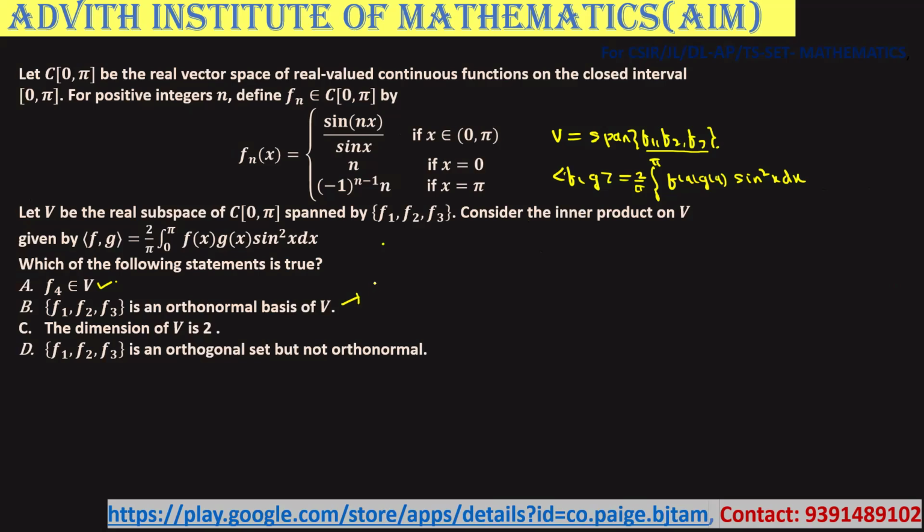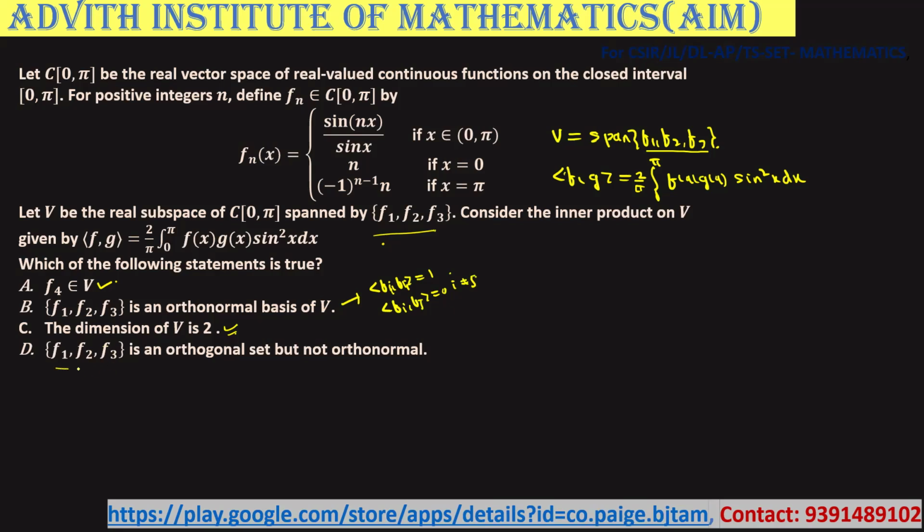Orthonormal basis means the inner product of fi comma fi is equal to 1, and the inner product of fi comma fj is equal to 0 if i is not equal to j. Then it is called orthonormal. That means the vectors are unit vectors and orthogonal to each other. And the dimension of V is 2, so that means we have to show it is linearly dependent.